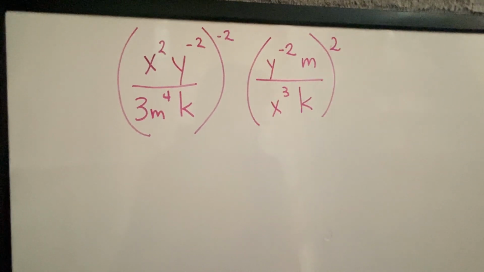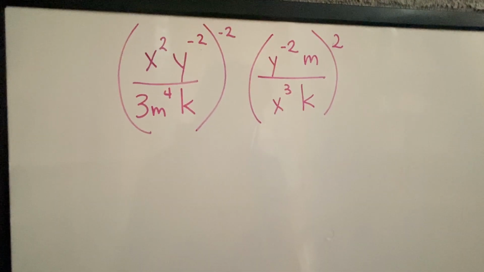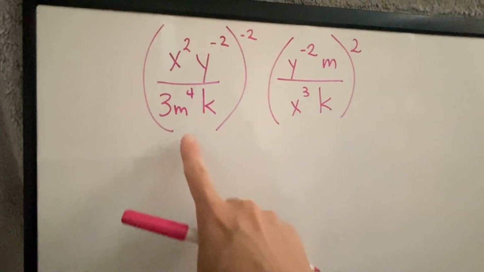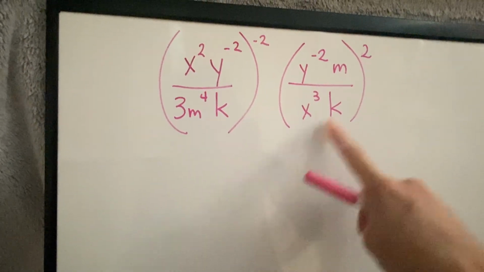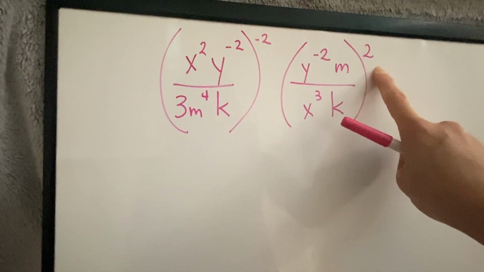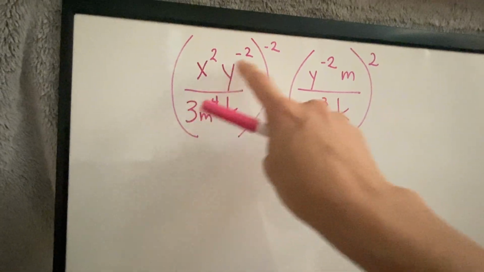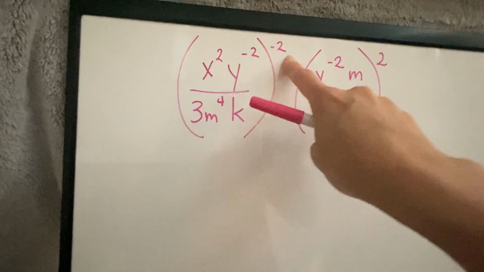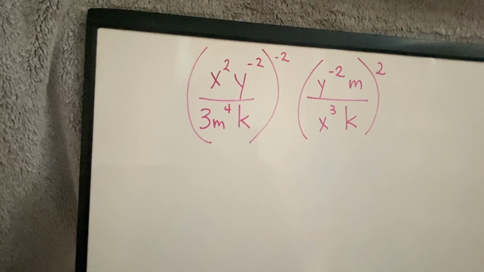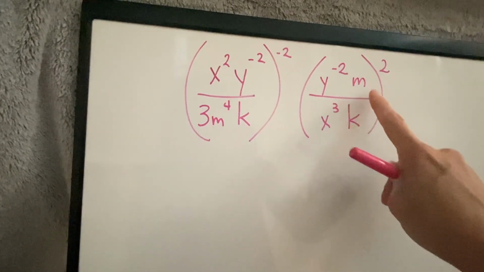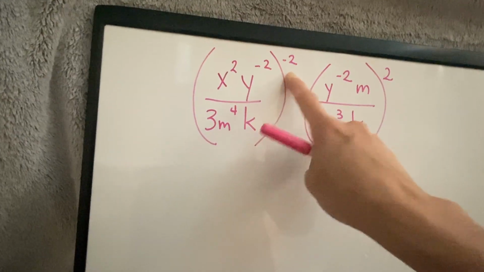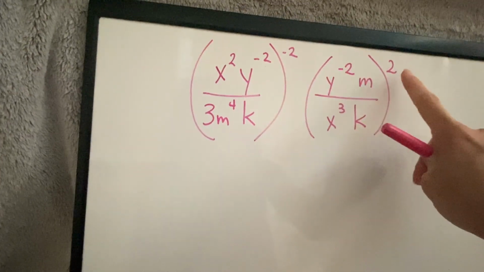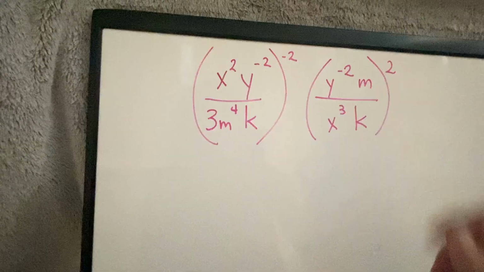Okay, here is question B on page 216 that we're going to walk through. We have this fraction raised to the negative 2 power and this fraction raised to the 2 power. And remember, we're going to take each term times that, even in the denominator, and we're going to do the same thing over here with the positive 2. So these are all going to be times negative 2, exponents times negative 2, exponents times 2 here.